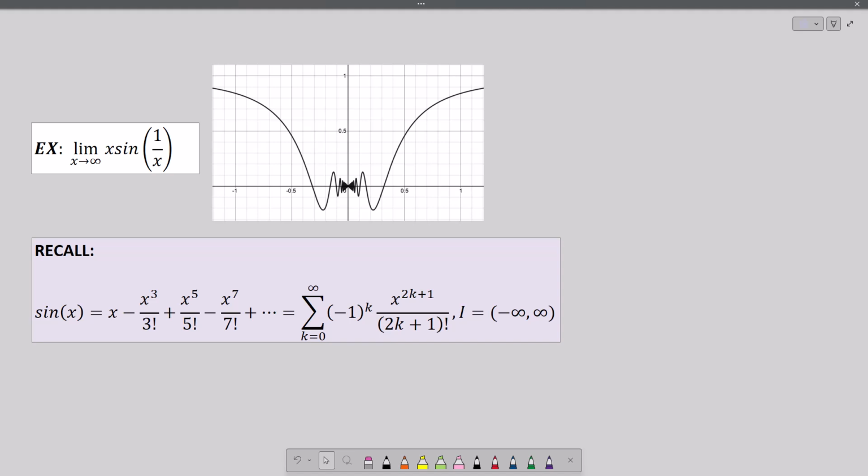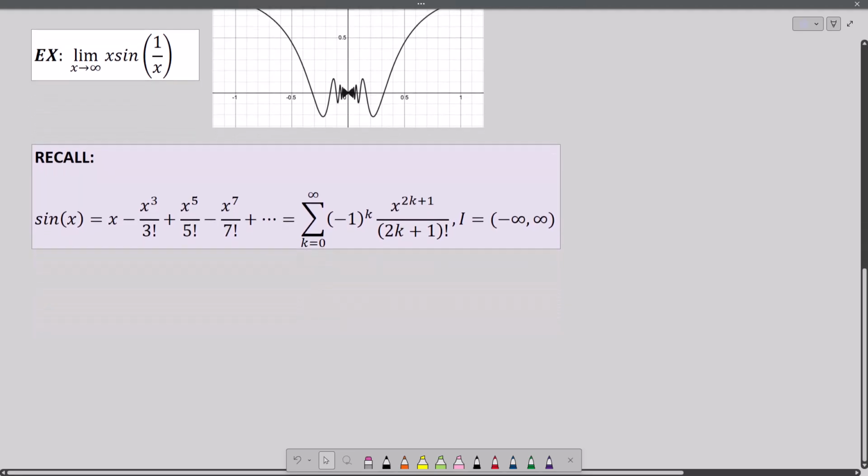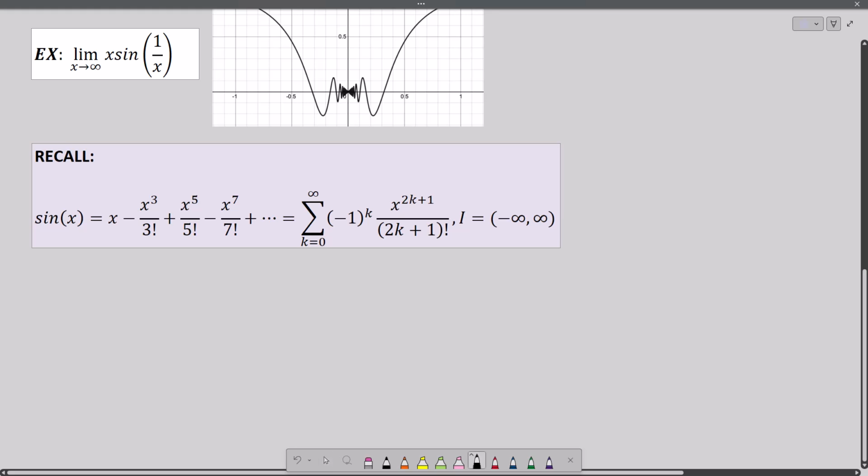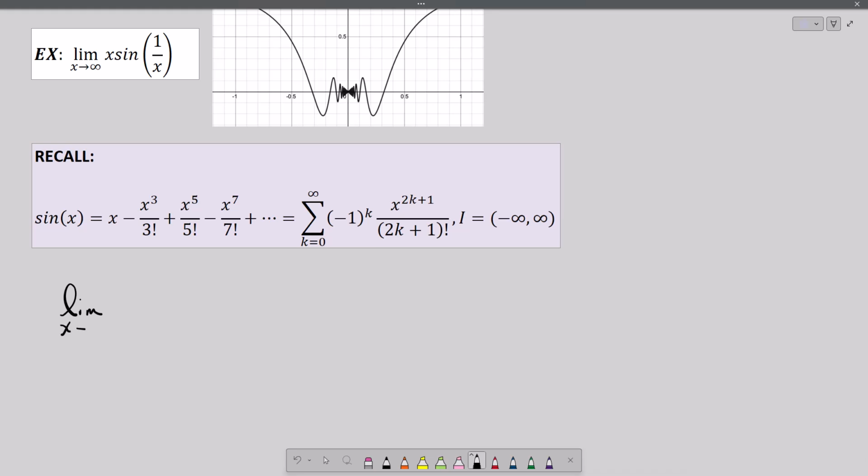So what about at infinity? If we go to infinity, looks like the limit's going to be 1 if we just look at the graph. Let's see if it pans out, and if it is 1. So the limit of that as x goes to infinity. So we have x multiplied by sine of 1 over x.